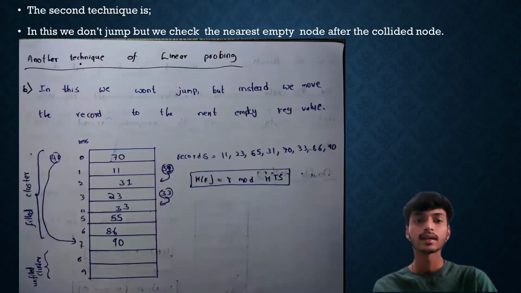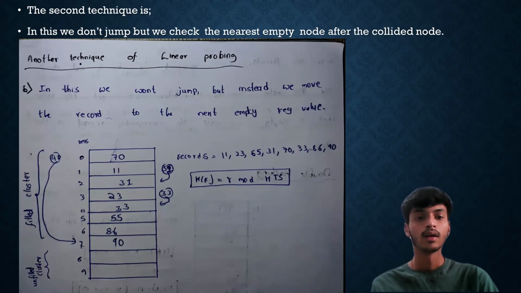So let's see the second technique of linear probing. In this, we won't jump, but instead we move the record to the next empty key value, the nearest empty node after the collided position.